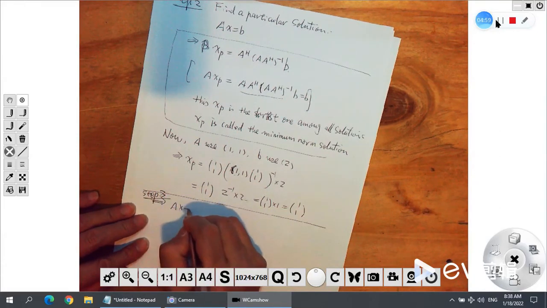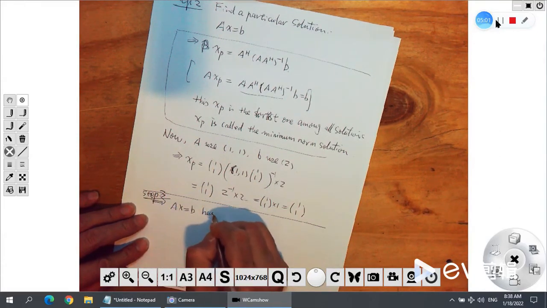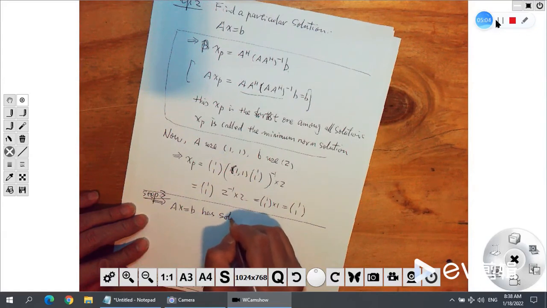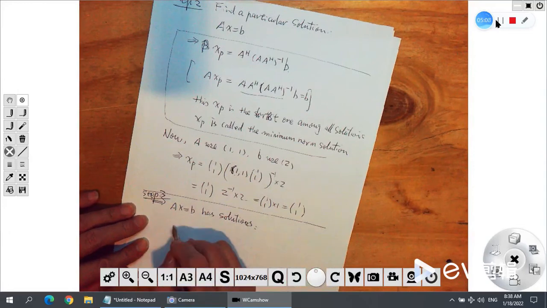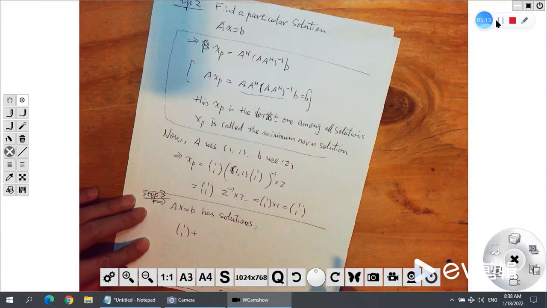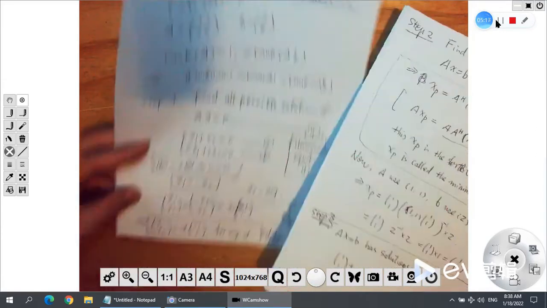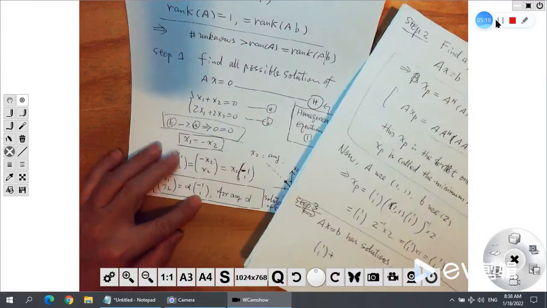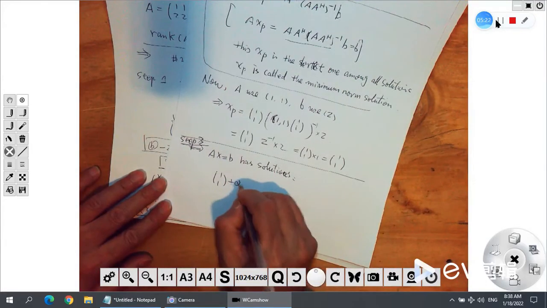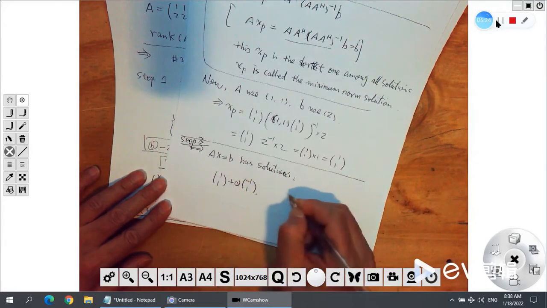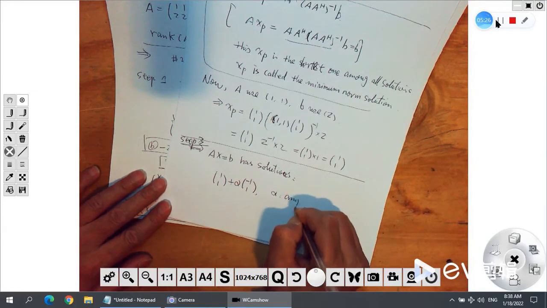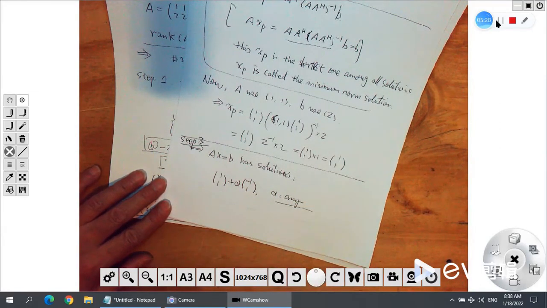Ax equal to b has solutions, our solutions, xp plus the homogeneous solution, which is alpha times (-1, 1), right? Alpha is any number. Okay, so we solve it.